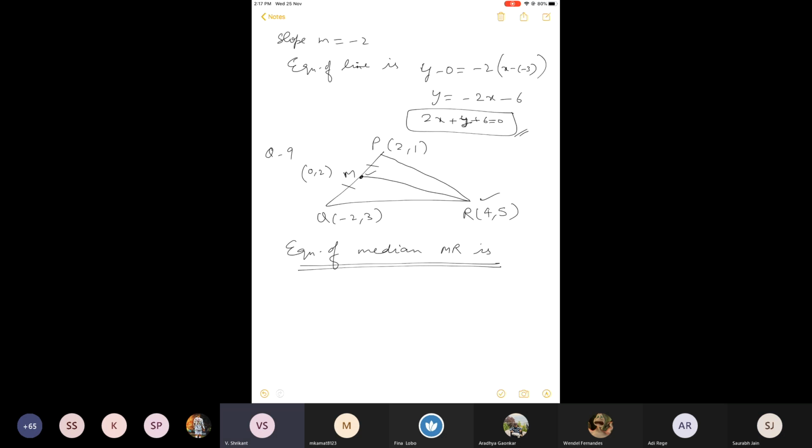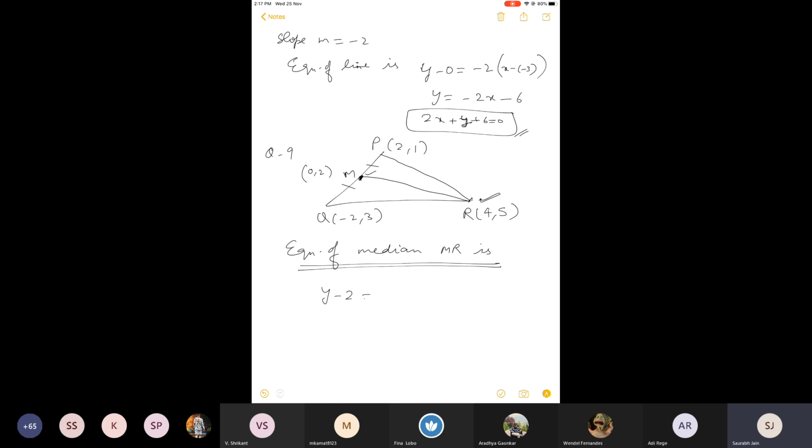So 2-point form. Yes, correct. Good. So 2-point form, because you have these two coordinates, so 2-point form will be used. You can take M as x1, y1 and R as x2, y2, or you can take it the other way. You can take R as x1, y1 and M as x2, y2. Either way, the final answer will be the same.